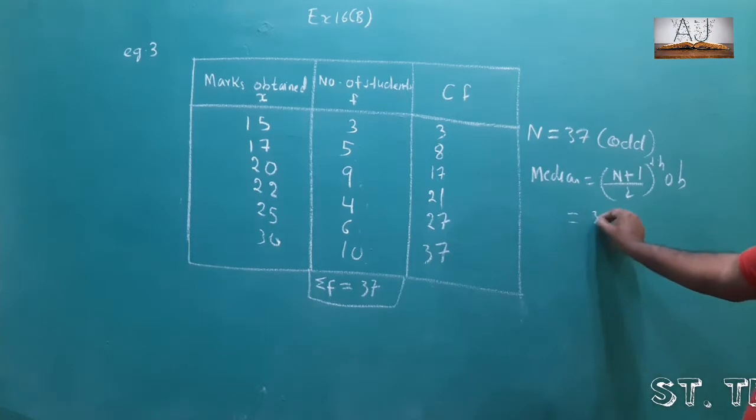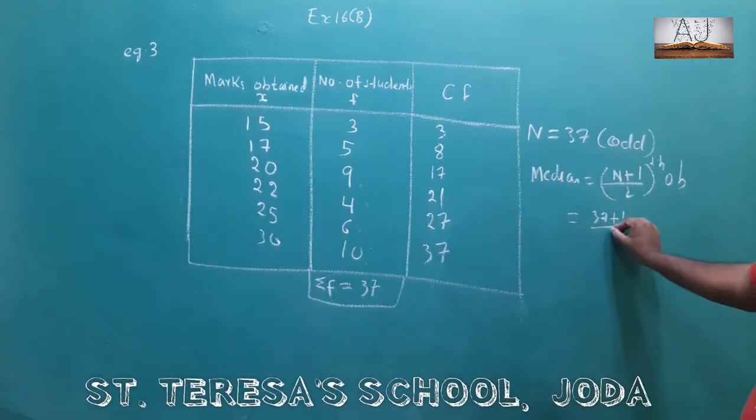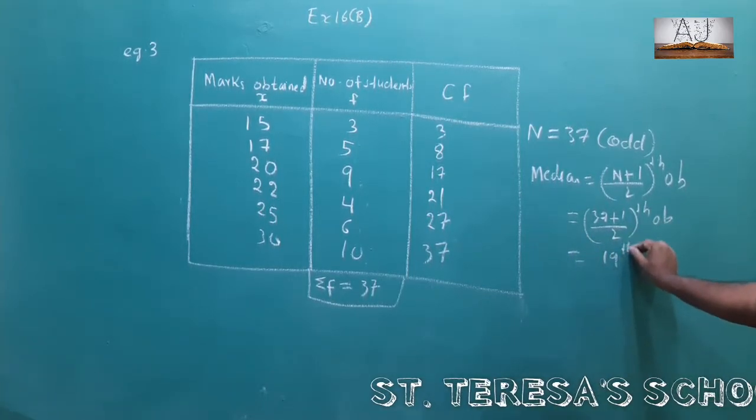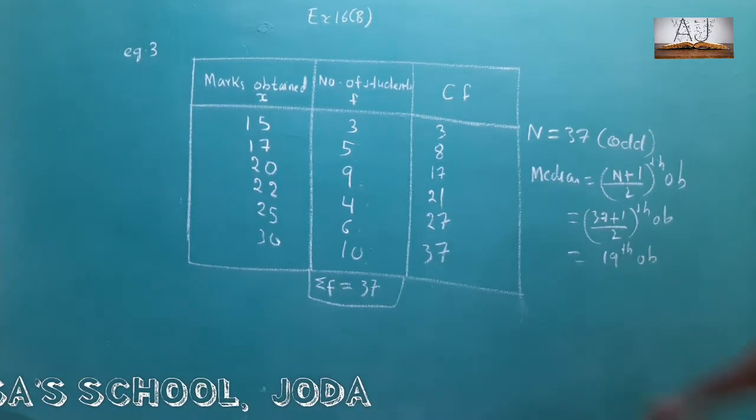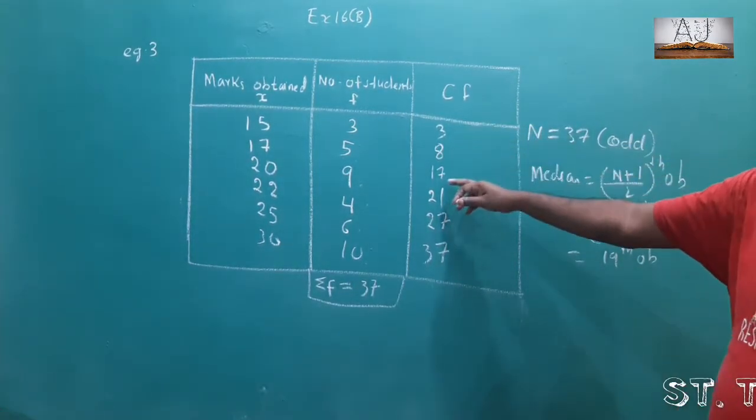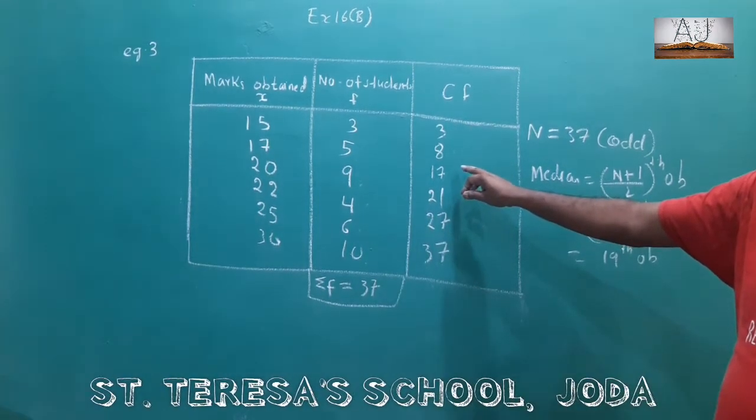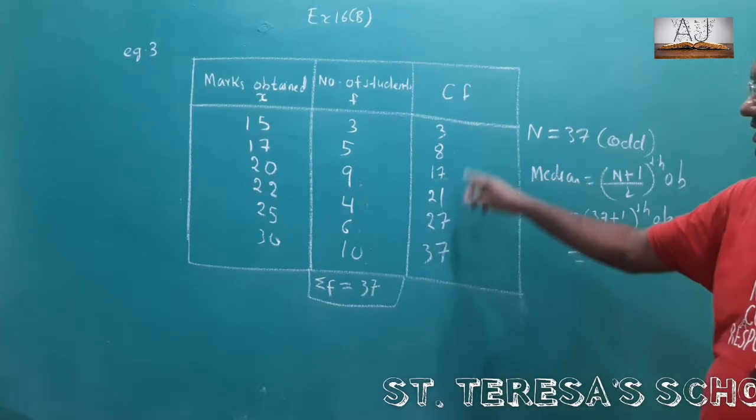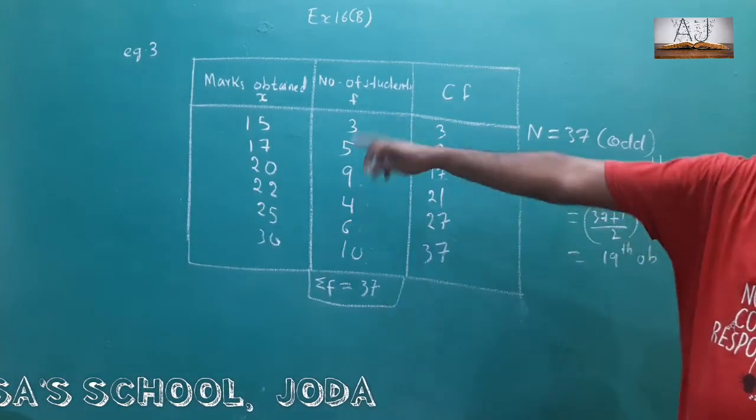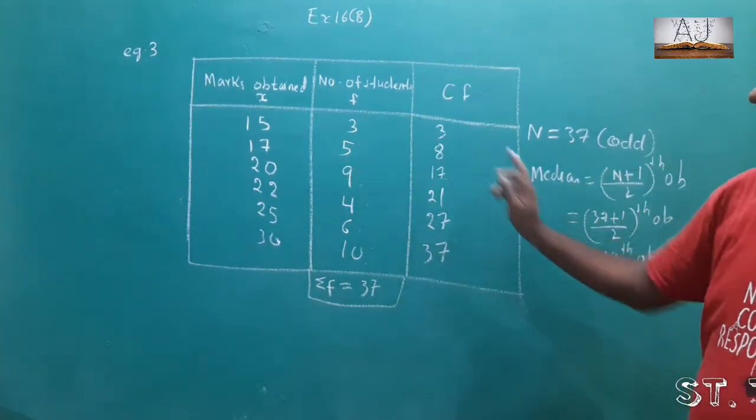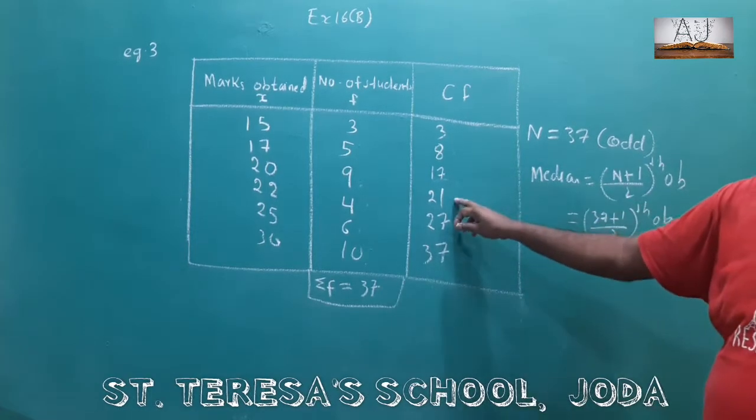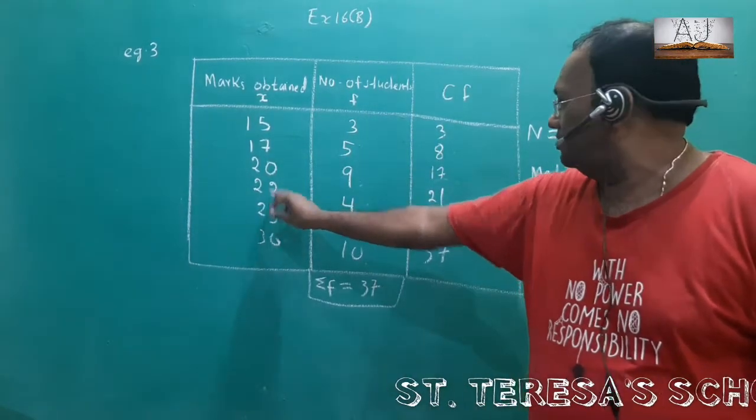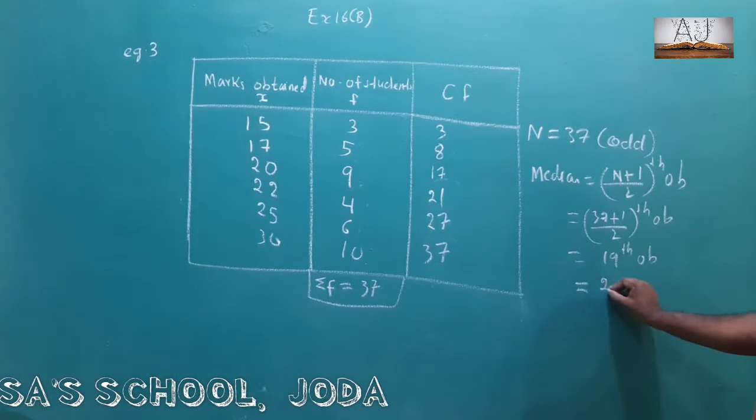So (37 plus 1) whole by 2th observation. So 38 by 2. So it comes 19th observation. Now we need to see the 19th observation. How do we see? We'll have to see from the CF. In CF, do we have 19? No. If we don't have 19, that doesn't mean we don't have to take. We have to take the one greater than 19, means 21. If we have 19, then directly whatever comes, we write from the marks obtained. But if 19 is not there, then see the one which is greater than 19, that is 21. So what is the respective marks obtained for 21? 22. That means the answer for this will be 22.